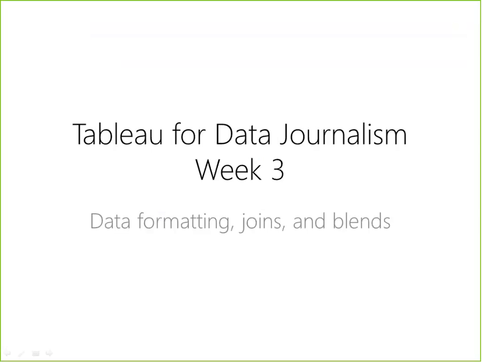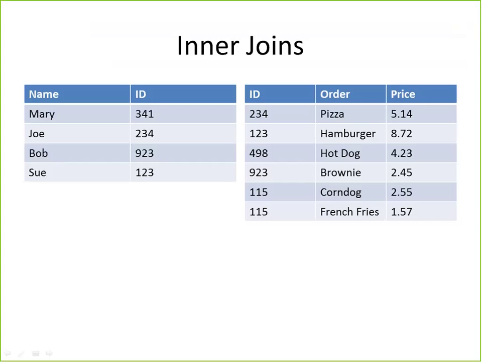So there are three kinds of joins. There's the inner join, the left join, and the right join. And I'm going to tell you the difference between the three. So this is what an inner join is like. Let's say that we have these two tables. We have Mary, Joe, Bob, Sue, and an ID number for each of them. Let's just say they're customers, like regular customers at a restaurant. And then we have, maybe, the orders for one day, where we have the ID number of the people coming into the restaurant, and then what their order was and how much it cost.